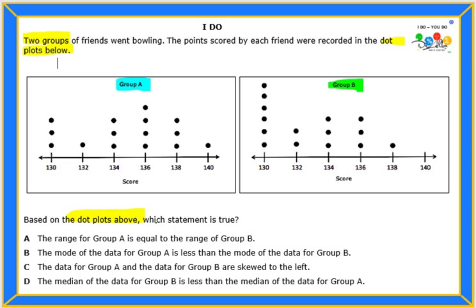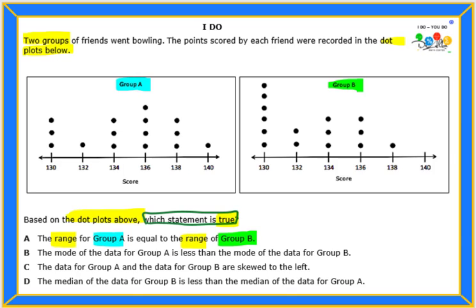So our question, let's underline our question, which statement is true? We want to make sure that we know we're looking for something that is true. So our first choice says the range for group A is equal to the range for group B. So remember, for the range, we're going to find the minimum and the maximum for each dot plot.